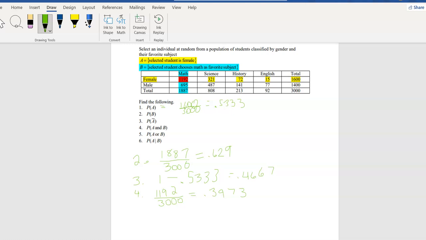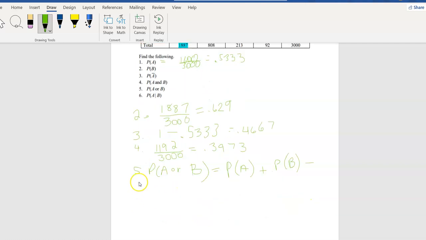Okay, so now let's look at number 5, the probability of A or B. Now we could add up all of the blue and all of the yellow and then put it all together. We could do that. But let's instead use the formula for OR that is in your slides. The probability of A or B is equal to the probability of A plus the probability of B minus the probability of A and B.